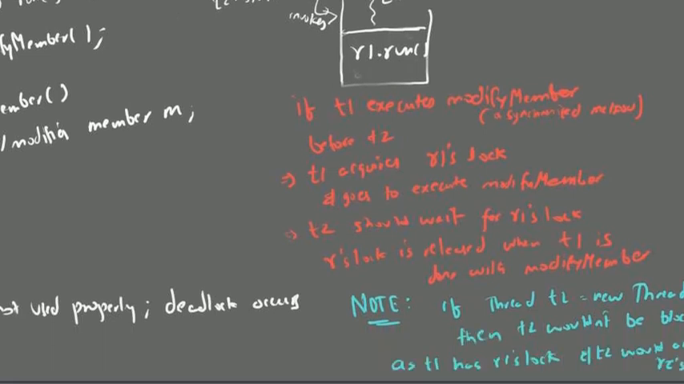Once you do that, if T1 executes modify member, which is a synchronized method, before T2, then T1 acquires R1's lock and goes to execute modify member. Now T2 should wait for R1's lock. R1's lock is released when T1 is done with modify member.